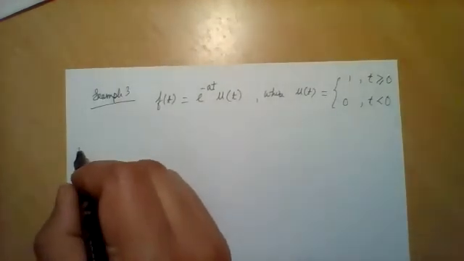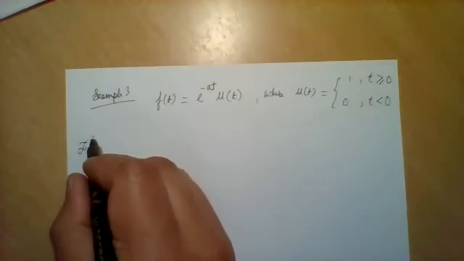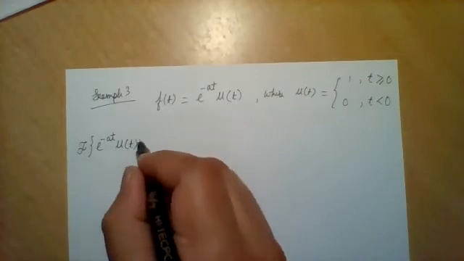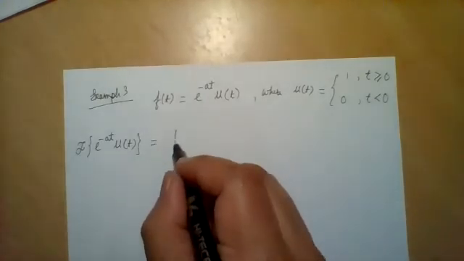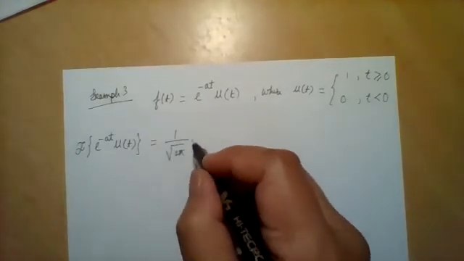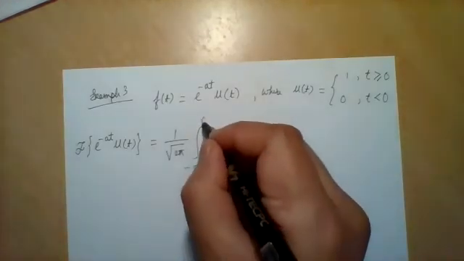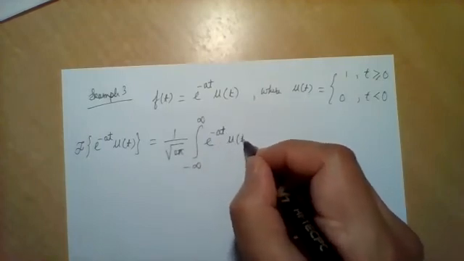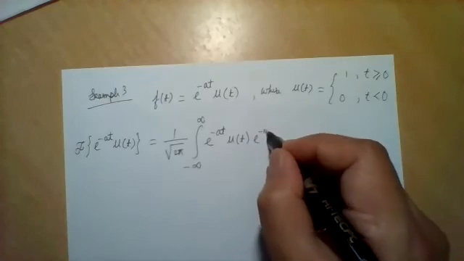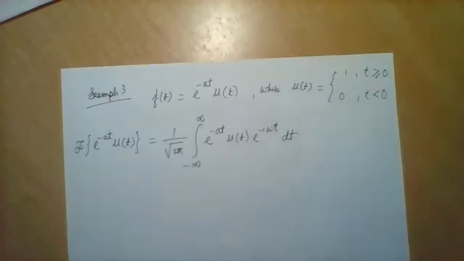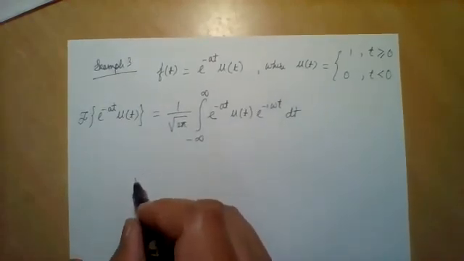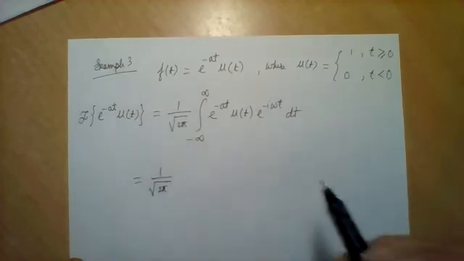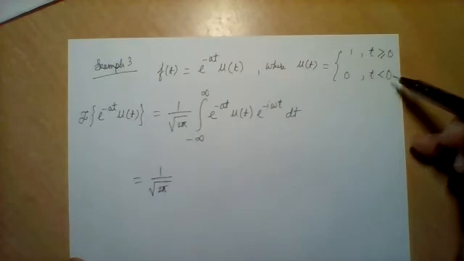To find the Fourier transform of e to the power minus at u of t, by definition this is equal to 1 by root twice pi, integration from minus infinity to plus infinity of e to the power minus at u of t times e to the power minus i omega t dt. Now let us divide the range of integration according to the given interval.